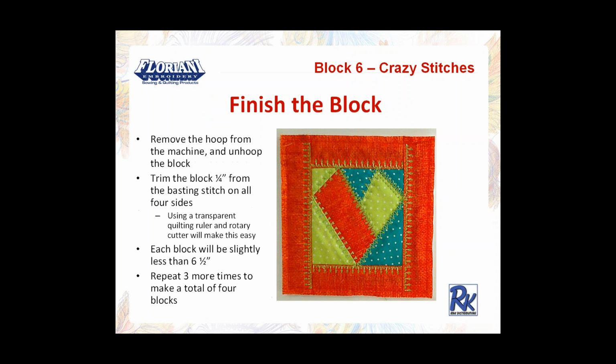The last thing you need to do is remove the hoop from the machine and unhoop the block. Trim the block 1/4 inch away from all the basting stitch on all four sides. And if you use a transparent quilting ruler and a rotary cutter, it'll make that job a lot easier. And when you're done, each block will be slightly less than 6.5 inches. That's the same as all the other blocks we've done. And you want to repeat that 3 more times to make a total of 4 blocks.